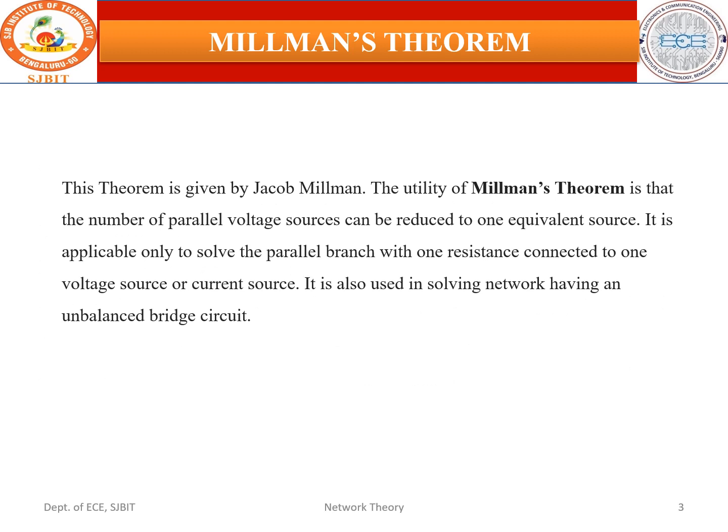This theorem was given by Jacob Millman, that's why it is called Millman's theorem. The utility of Millman's theorem is that the number of parallel voltage sources can be reduced to one equivalent source. It is applicable only to solve the parallel branch with one resistance connected to one voltage source or current source. It is also used in solving networks having an unbalanced bridge circuit.